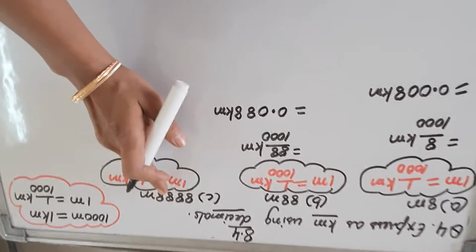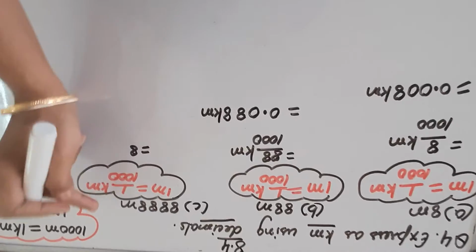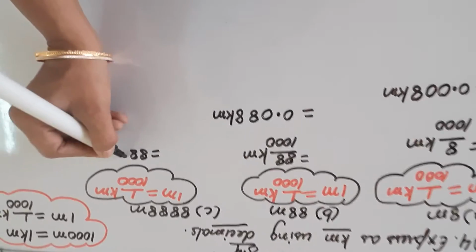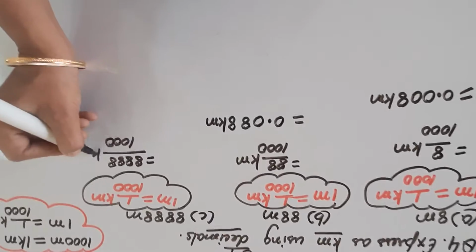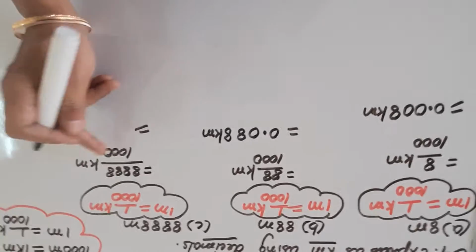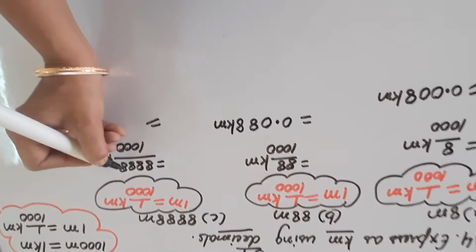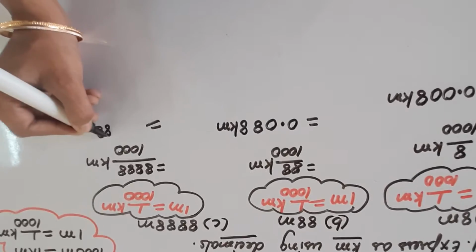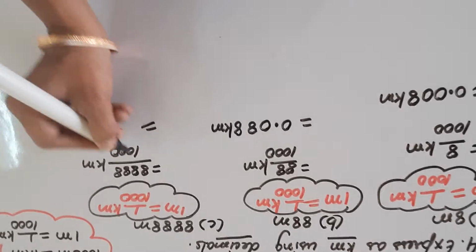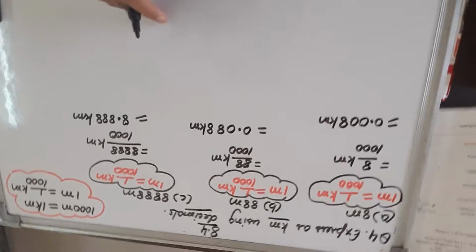Similarly, 8888 meters. Let us divide it, since 1 meter is equal to 1 by 1000 kilometer. So 8888 divided by 1000 kilometers. Now again, as it has 3 zeros, we'll leave 3 digits. 1, 2, 3 means we'll place the decimal here. 1, 2, 3 decimal, then again one more 8 is there. So this is the answer.